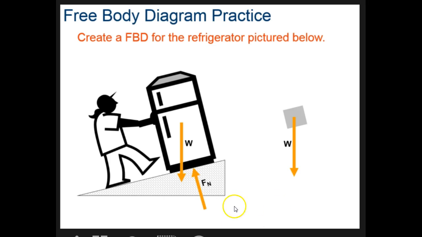Now the normal force is always perpendicular to the surface. Notice perpendicular is going to be like this. So when we draw it, it's got to be perpendicular to the surface this way. There's our normal force. And it's away from the surface, so it's going up at this angle. Then we've got the guy pushing the refrigerator. That's our applied force. There it is. And finally, we have the force of friction against the direction of motion and parallel to the surface. So there it is right there.